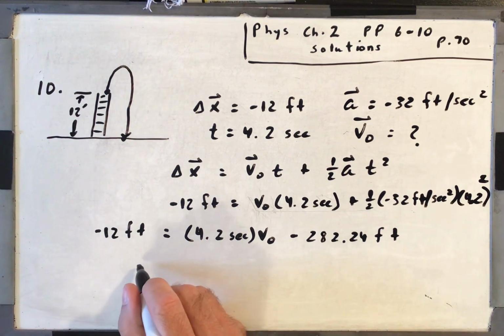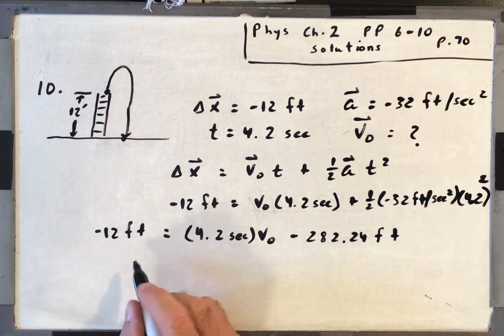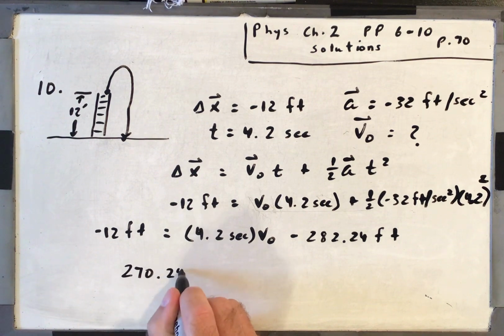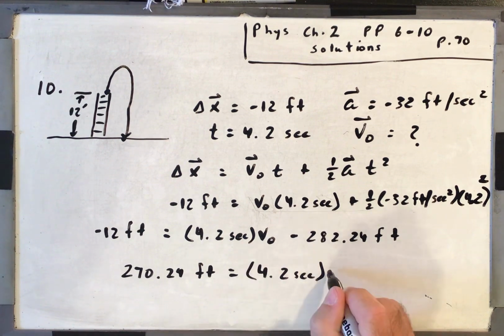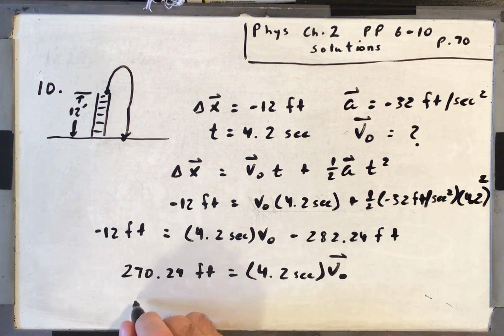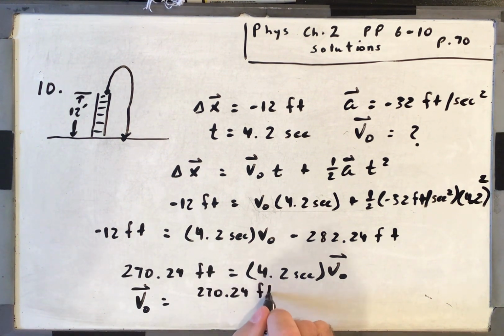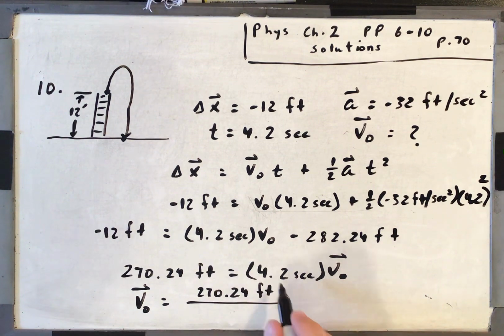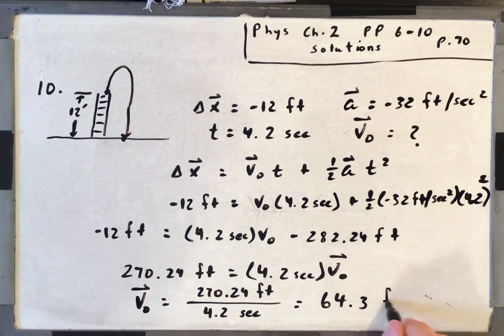All right, so we're going to add 282.24 to both sides, so that'd be 270.24 equals 4.2 times v naught. So v naught is equal to 270.24 feet over 4.2 seconds. And that's why I keep writing down all the units, because you end up with the right units here. We want an answer that's in feet per second, so we didn't really mess up any of the algebra here, doesn't look like. And that's 64.3 feet per second.